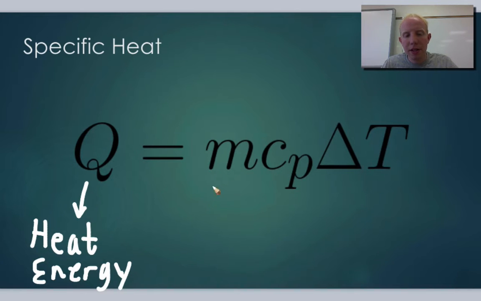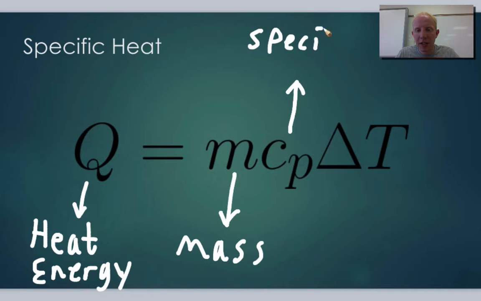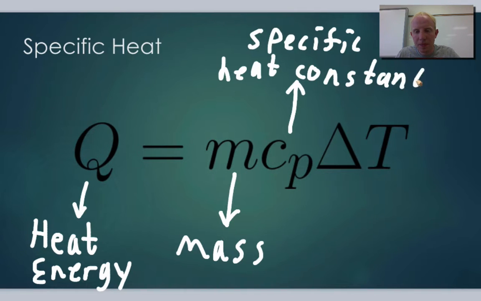Then it depends on a couple of things. It takes into account the mass. It takes into account what we call the specific heat constant, so the C sub P stands for specific heat constant. I'll talk about that in just a second. Basically it describes how much heat you need to raise the temperature. And then it takes into account the change in temperature, or how much you have to change the temperature. So delta T is just change in temperature.